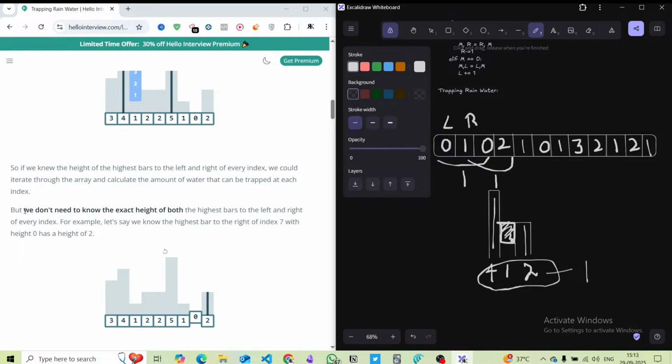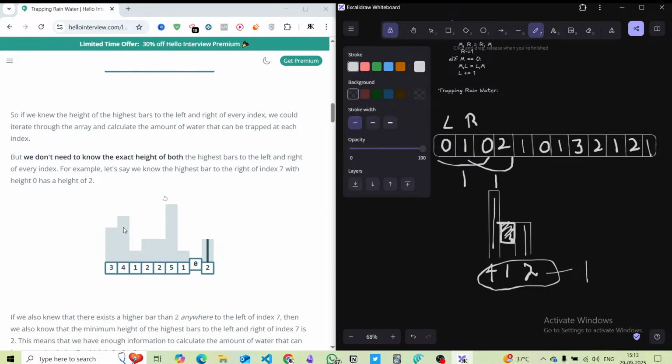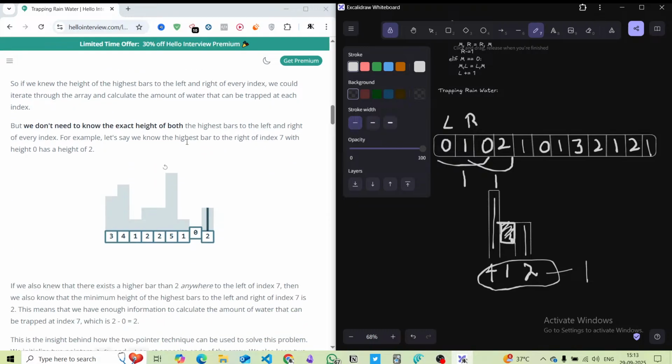But here they are saying we don't need to know the exact height of the bars. If we know the height of the highest bars to the left and right of every index, we could iterate through the array and calculate the amount of water that can be trapped in each. But we don't need to know the exact height of both the highest bars to the left and right of every index. For example, let's say we know the highest bar to the right of index 7.